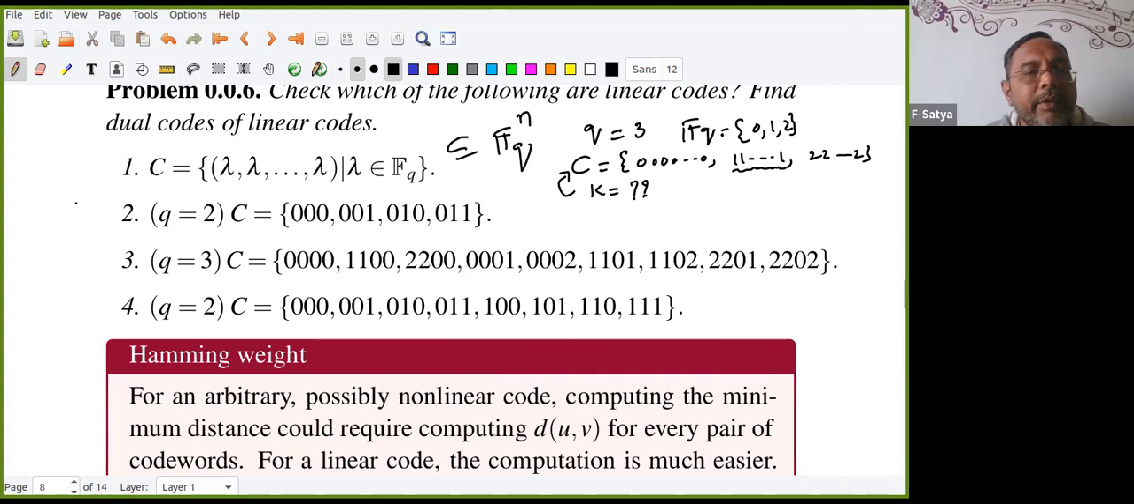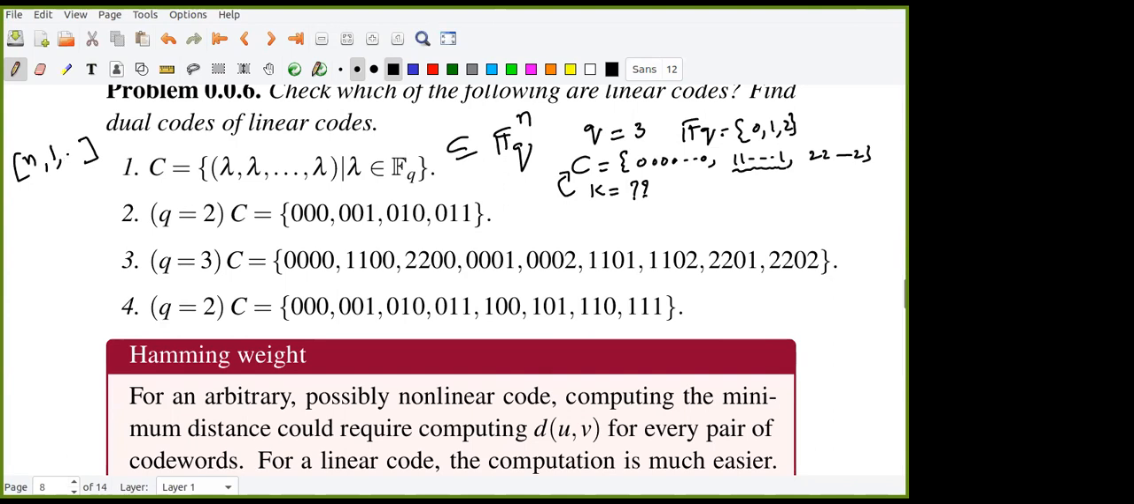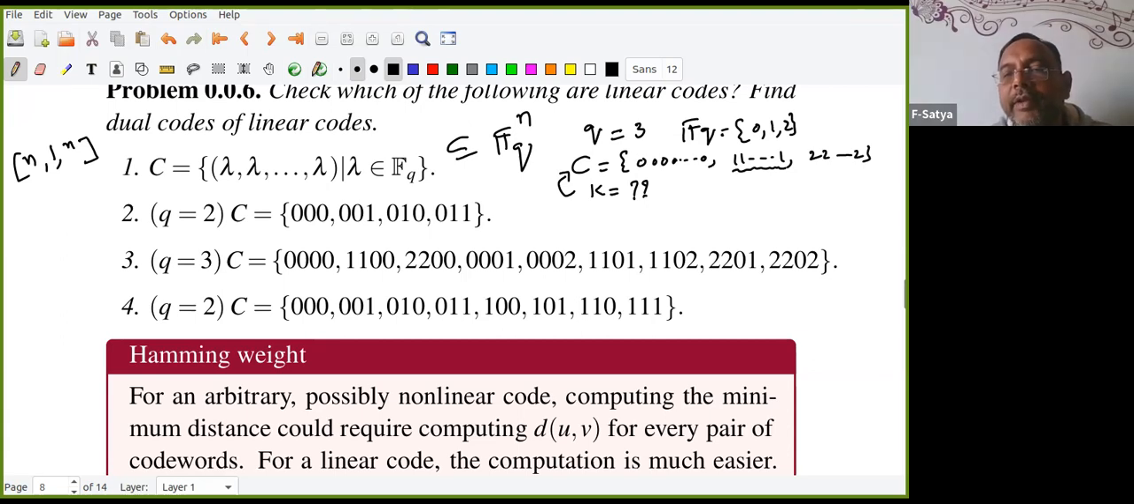What are the parameters of this code? Since it is a linear code, I have to write the parameters. Suppose the length is n, so I'm writing n. Now the k value is 1. What is the distance of the code? It is n only. The distance between any two codewords is n here. It is fixed here, so that's why it is n.